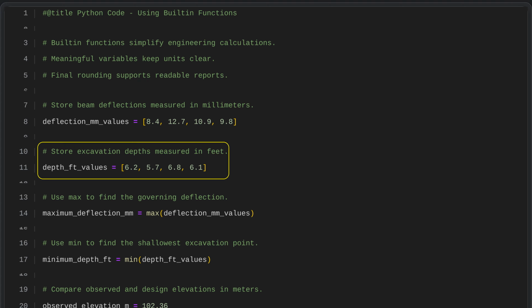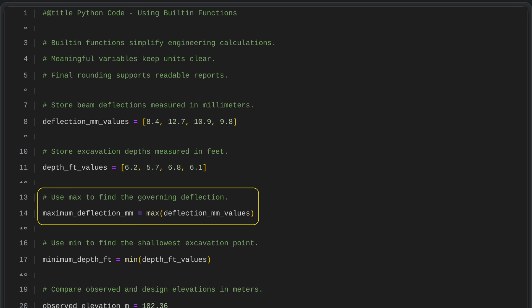A list stores several excavation depths in feet: 6.2, 5.7, 6.8, and 6.1. These measurements represent depths from different excavation points and can be used later for analysis or comparison.